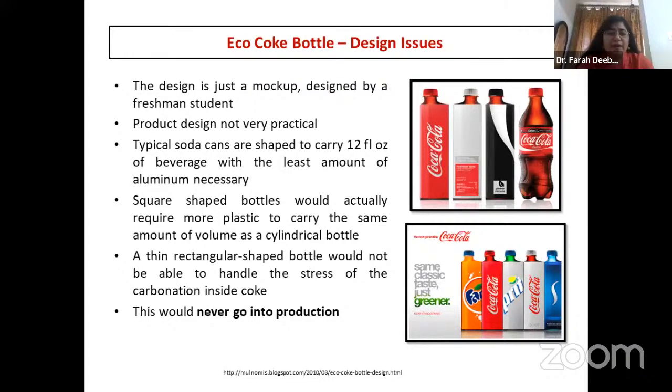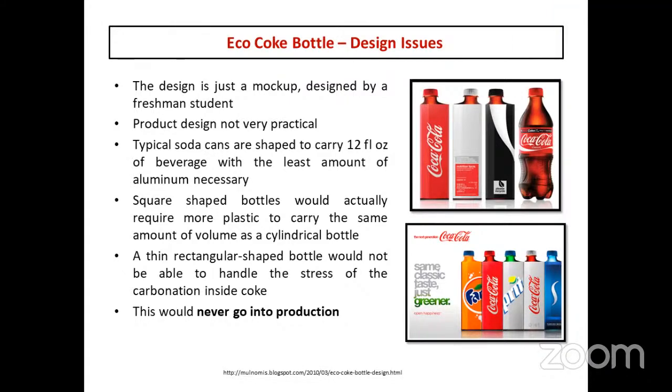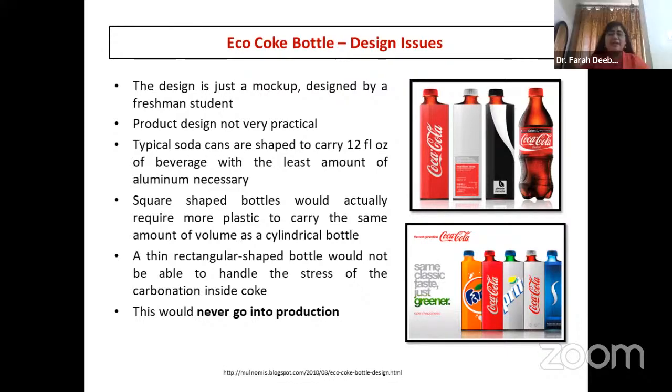So if you take a square bottle, eventually you will end up with the same amount of plastic that the PET bottle has, because it cannot handle the stress of carbonation. So there are practical considerations with design as well. So it's very important to have the design, the actual product, and the considerations that go with that. So this kind of design looks nice on paper, but it will never go into production because of practical considerations. So please understand that functionality and design have to go together.